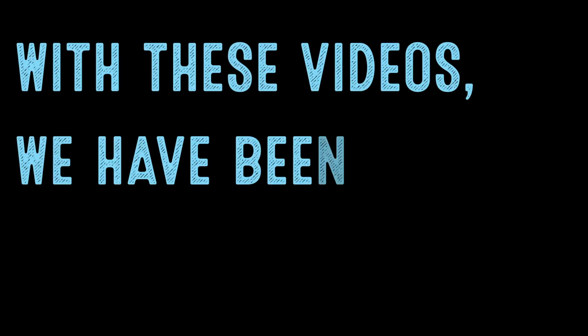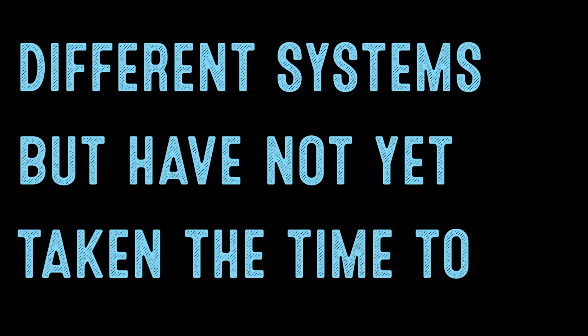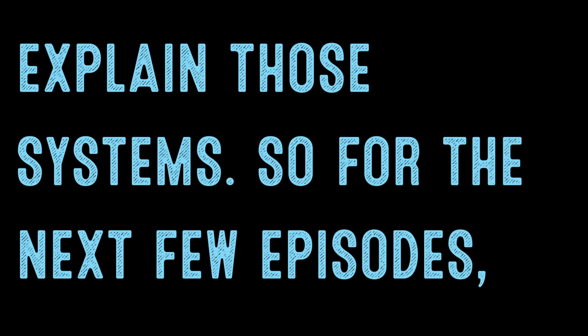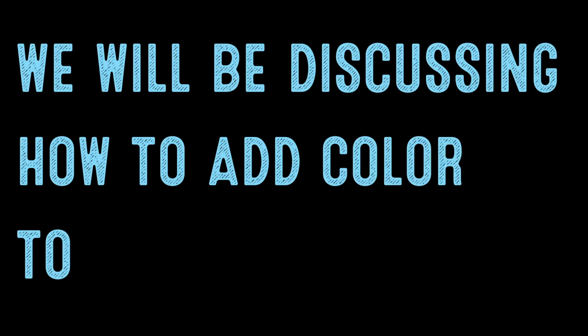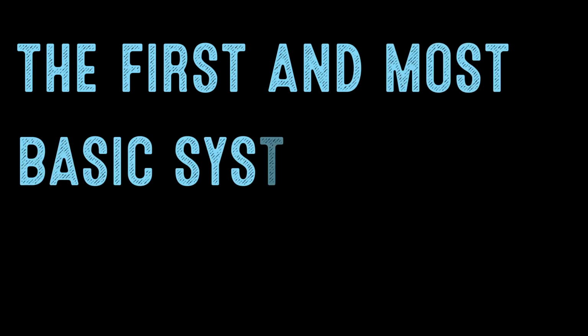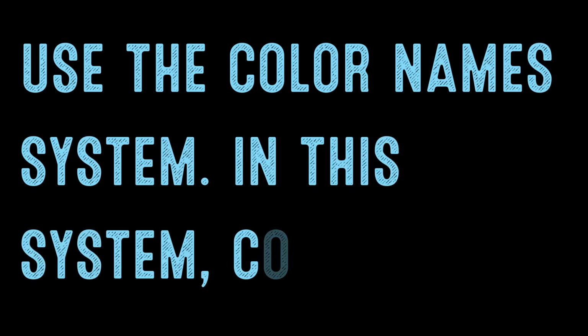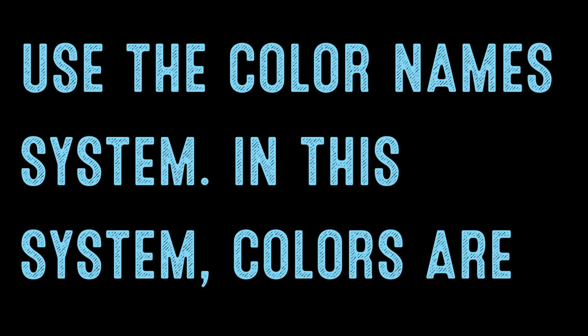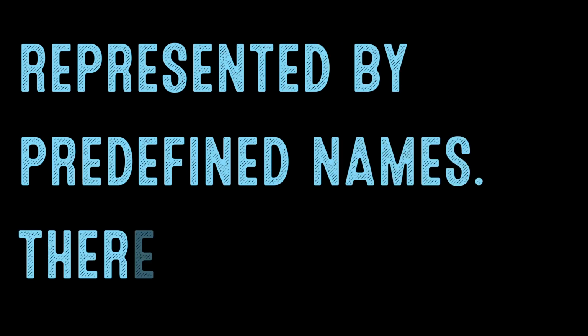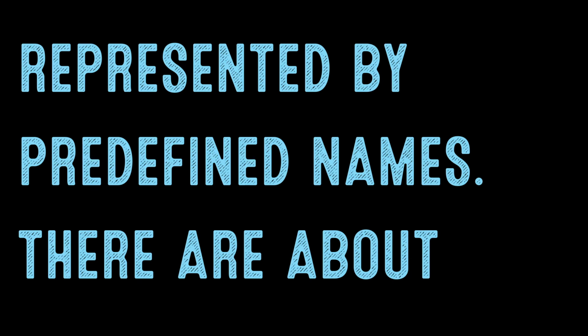With these videos, we have been defining colors using different systems, but have not yet taken the time to explain those systems. So for the next episodes, we will be discussing how to add color to the web. The first and most basic system to define color is to use the color name system. In this system, colors are represented by predefined names.